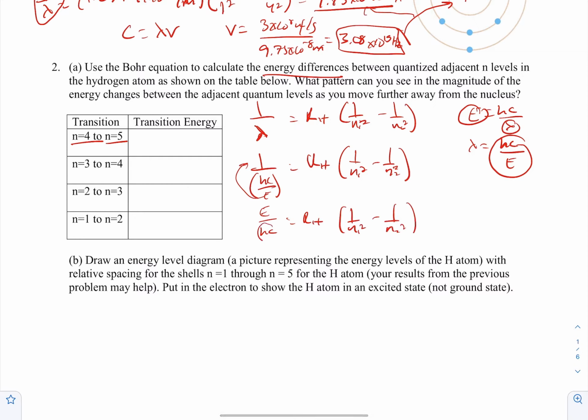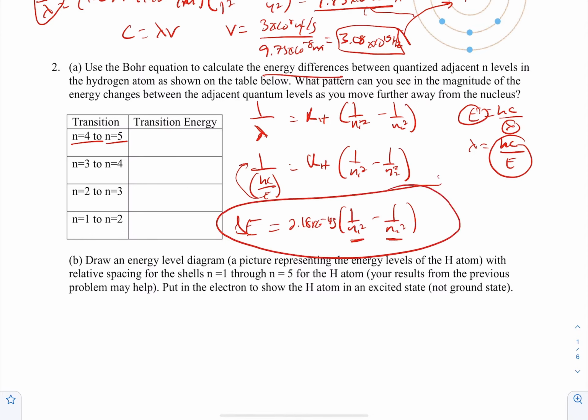Okay, and then I can just multiply these over, and don't you recognize that? That's going to be RH times hc, right? So you already know what that number is going to be. It's going to be 2.18 times 10 to the negative 18th joules. So I'm just going to put that right there: 2.18 times 10 to the negative 18th joules. Okay, and that's going to be equal to the difference in energy between n equals 1 and n equals 2. So this equation right here is going to help you a ton.